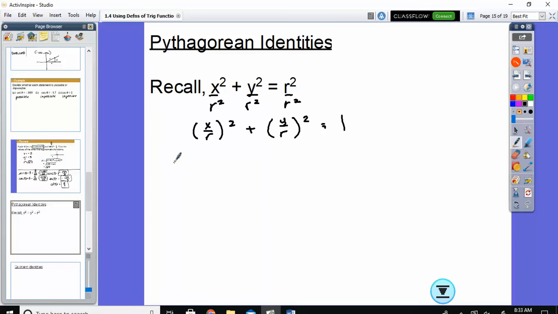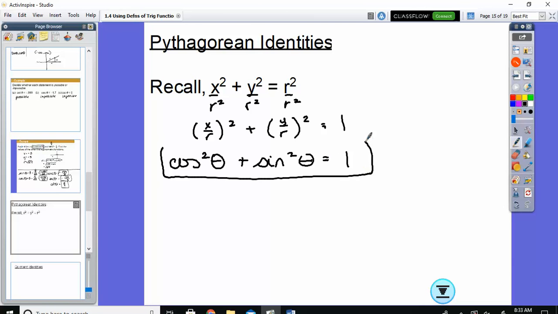What is x over r? Cosine. Oh. So usually the notation, they put cosine squared, they put the square after the cosine, just so it doesn't look like it's the angle that you're squaring. Plus, what is y divided by r? Sine. Equals 1. This is actually the first of our identities.